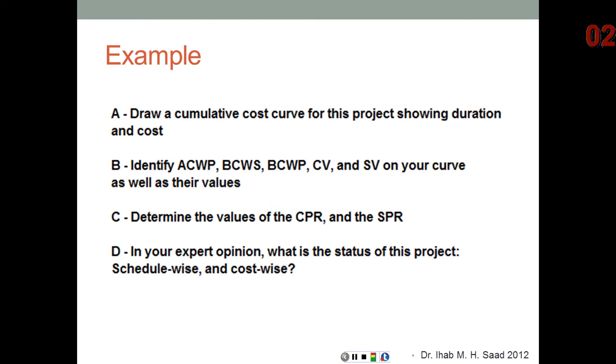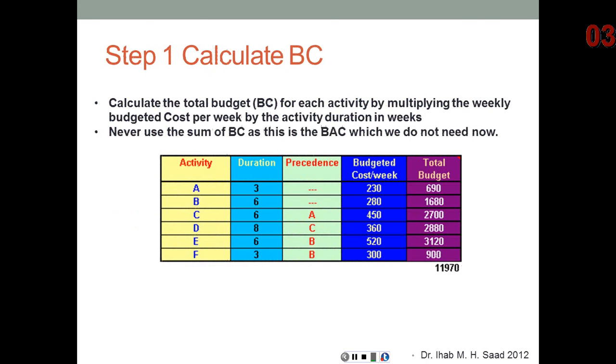And we need to determine the values of the CPR, also known as CPI, cost performance ratio or cost performance index, and the SPR, also known as SPI, scheduled performance ratio or scheduled performance index. And finally, after we conduct this analysis, from the numbers that we're going to get, we need to judge how the project is performing, above, below budget, ahead, behind schedule, and so on. So the step number 1 is a very simple step.